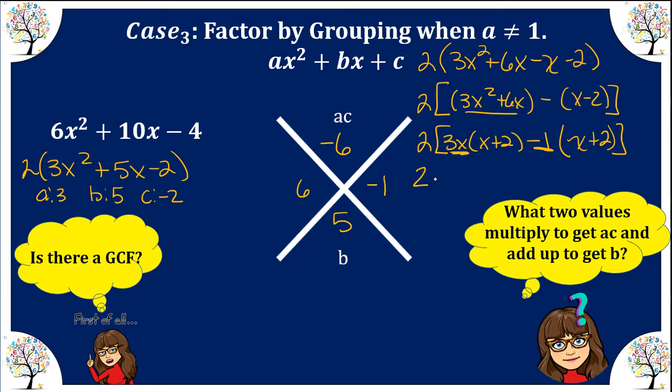So now we bring down the greatest common factor. We have 3x minus 1 and x plus 2. So you see why you can't just leave nothing out here, because we need that term to create this binomial.